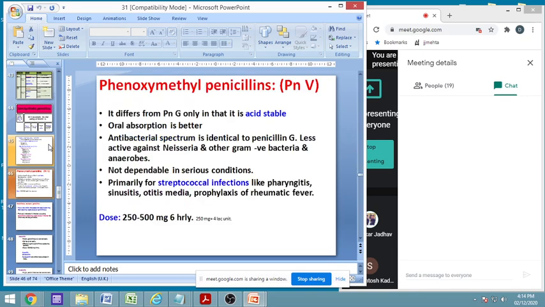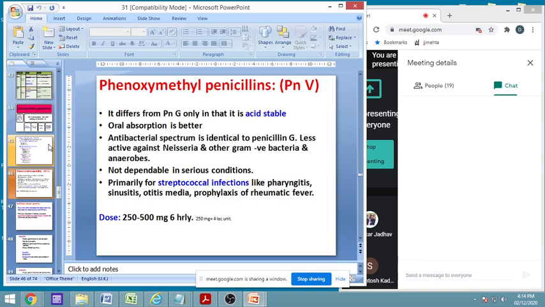So first on this is penicillin V. It differs from penicillin G only in that it is acid stable. The oral absorption is better, but other things are almost the same. That is, it is identical to penicillin G. It is less active against Neisseria and other gram-negative bacteria and anaerobes. It is not dependable in serious conditions.